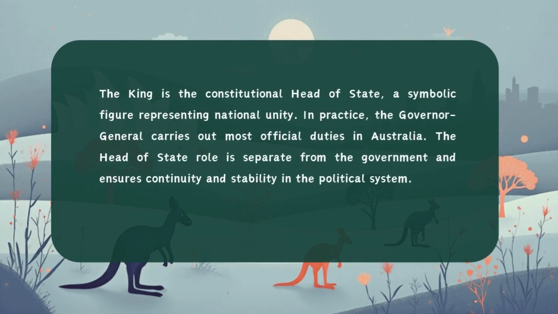The King is the constitutional head of state, a symbolic figure representing national unity. In practice, the Governor-General carries out most official duties in Australia. The head of state role is separate from the government and ensures continuity and stability in the political system.